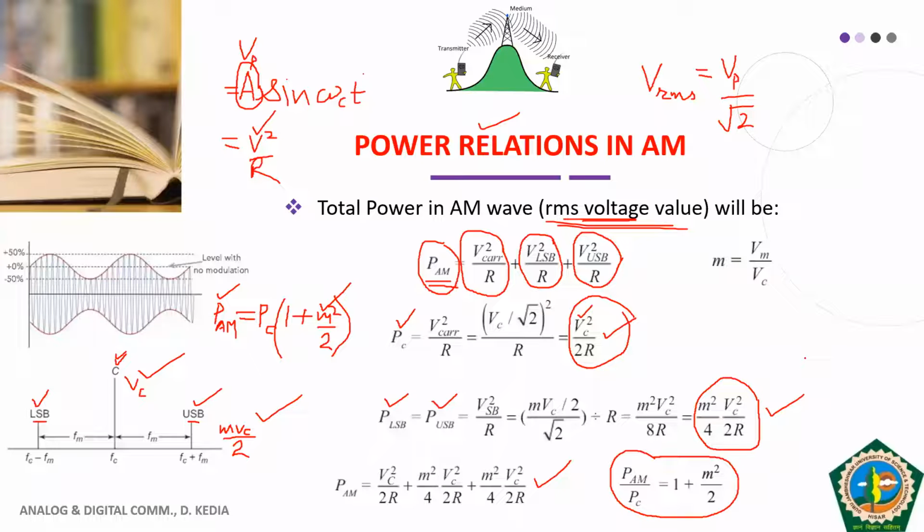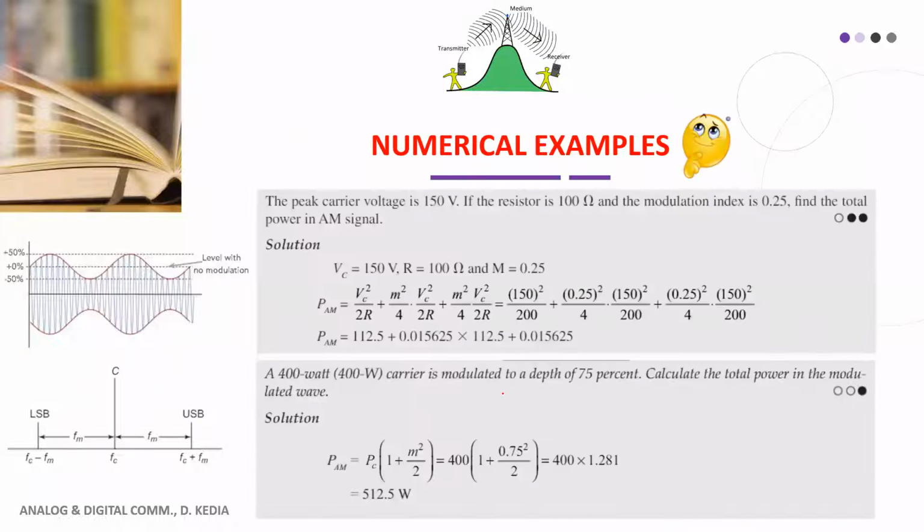So students, after we complete the relation of various components in AM signal, let us have a look at two examples that will help us in further understanding of these power relations. So these are the two examples. These are very, very simple, just application of the formulas.